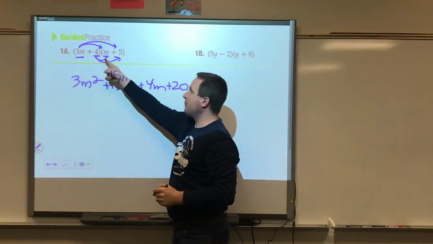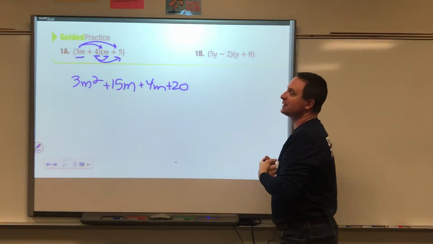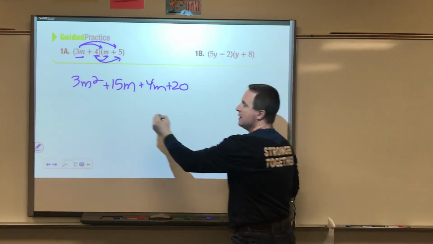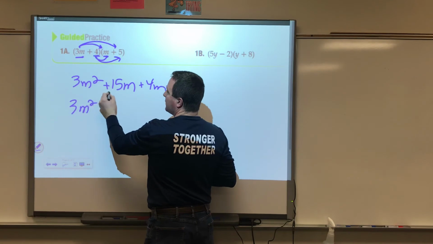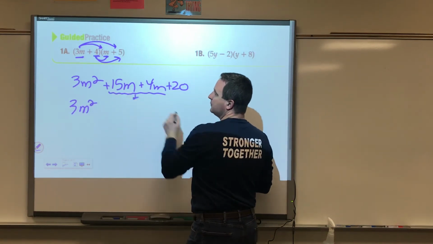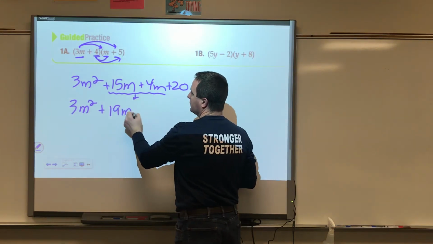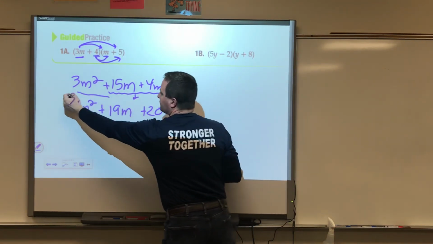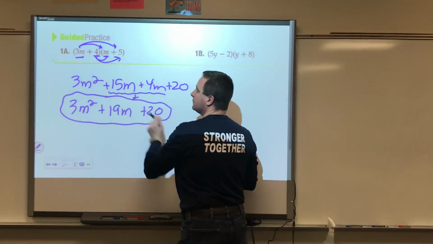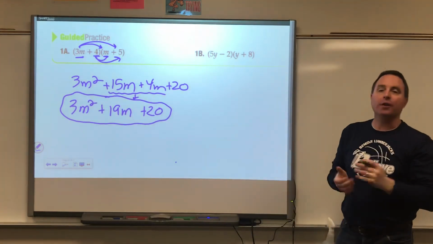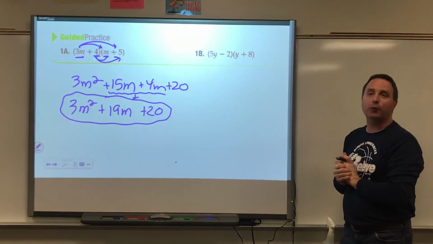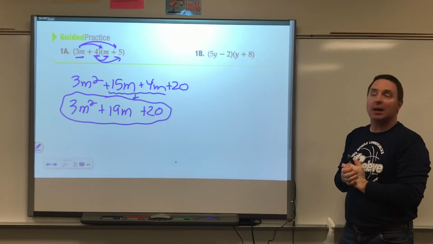And again, I've distributed everything through to the numbers in the second parentheses, the second binomial. If I combine my like terms, these two right here in the middle, 15m plus 4m is 19m plus 20. And there's my answer right there. Again, that's what's called the FOIL process, and we're going to refer to it as foiling a lot here.